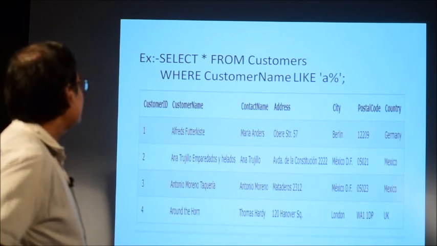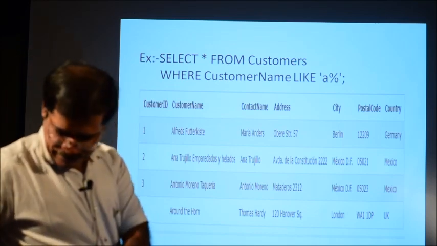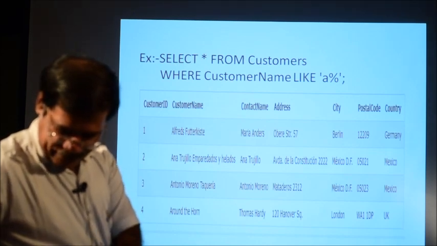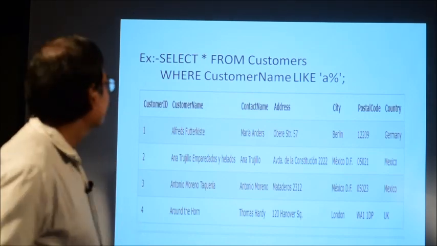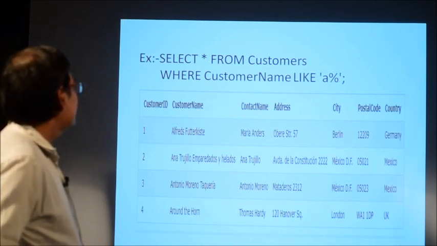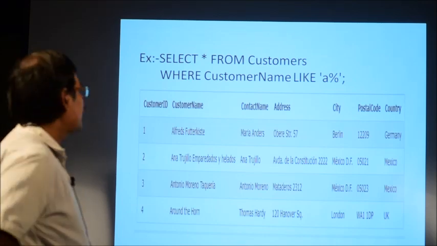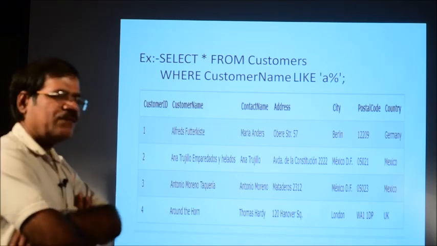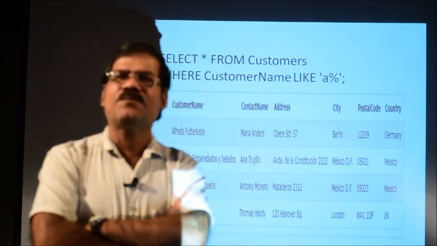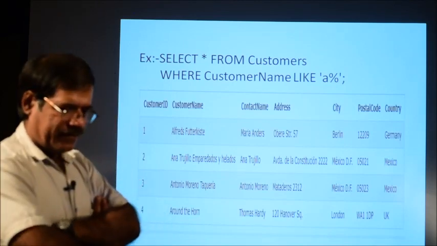So what does it mean? Select from customers. So select from customer means there is a customer table. Okay, customer table is already there. So our requirement is you select from customer table. My requirement is those customers whose name starts with A, you display those records.